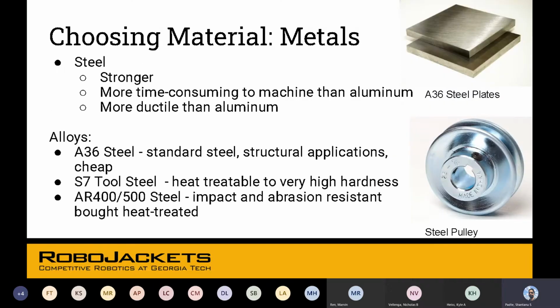Now, steel is, of course, a lot stronger than aluminum, and because of that, it's also harder to machine. If you're trying to cut up steel, it's going to take more effort than aluminum. It's also more ductile than aluminum. Does anyone know what ductile means? I thought we'll cover it in a while.